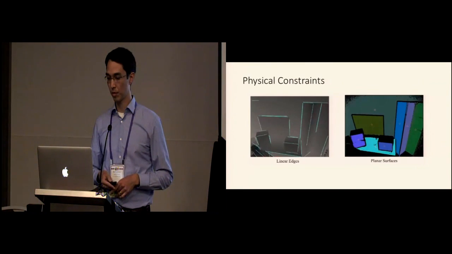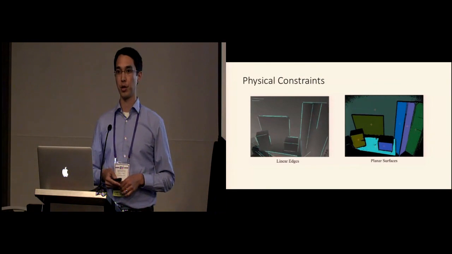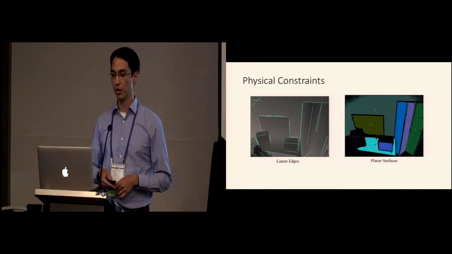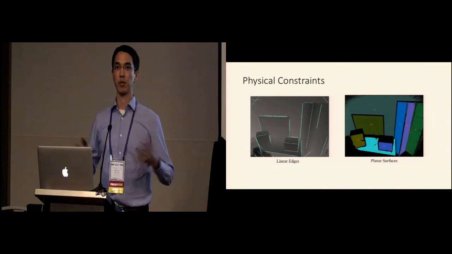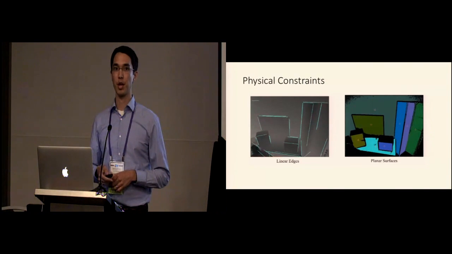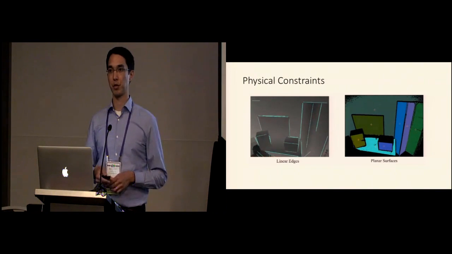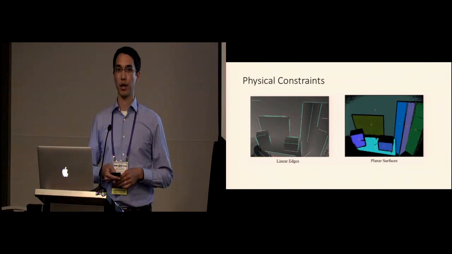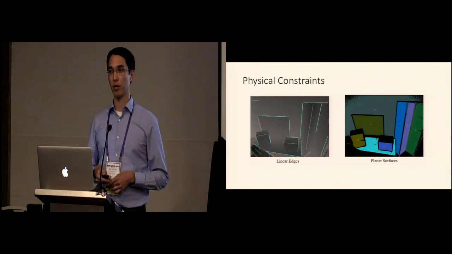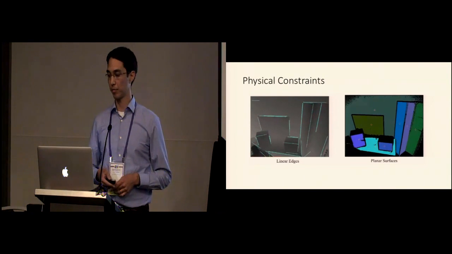So again, we extract linear edges and planar surfaces as our physical constraints. You can think of other constraints such as curved surfaces, but linear edges and planar surfaces are a subset that is simple, but it's rich enough and contains a lot of semantic information.